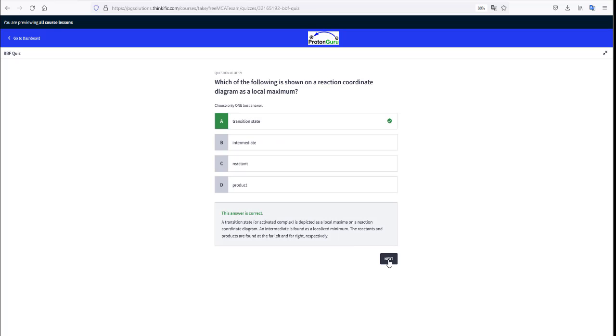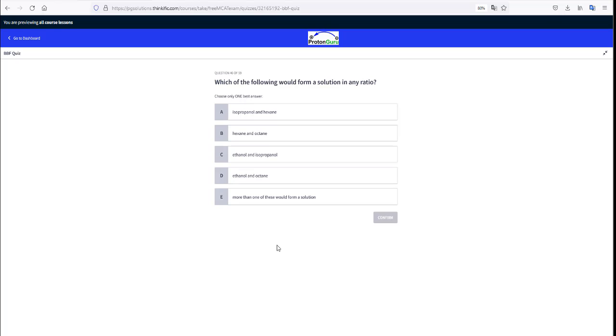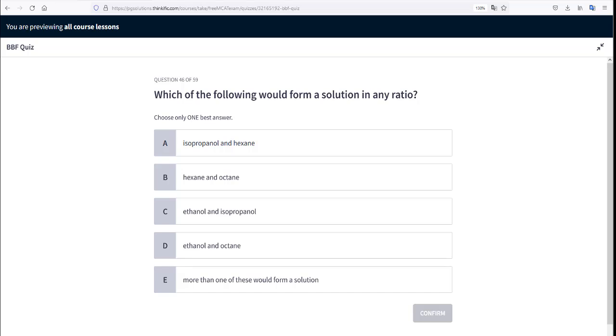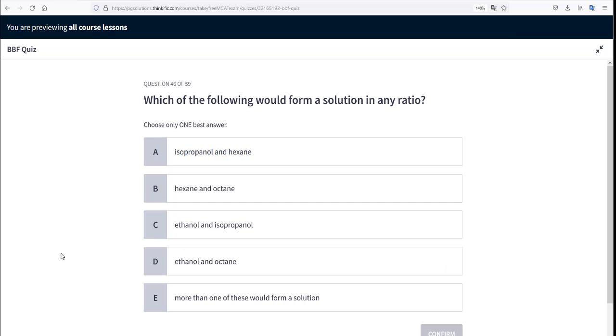So we can get that one if we know what a reaction coordinate diagram is and how to interpret its different pieces. Which of the following would form a solution in any ratio? So it's going to rely on our ability to assess the polarity of different compounds and relate that to solubility. And I'll go ahead and zoom in quite a bit more since we don't need to have the question unusually small for viewing the passage at the same time.